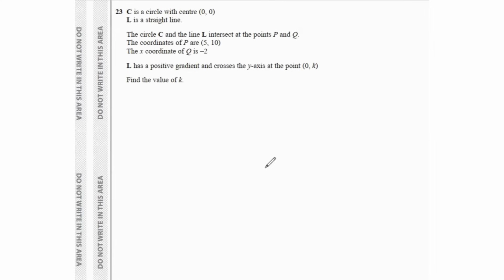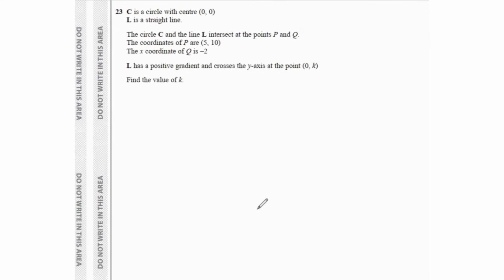For question 3, C is a circle with center 0, 0. L is a straight line. The circle C and L intersect at the points P and Q. The coordinates of P are 5, 10, and the x coordinate of Q is -2. L has a positive gradient, crosses the y-axis at the point (0, k). Find the value of k.